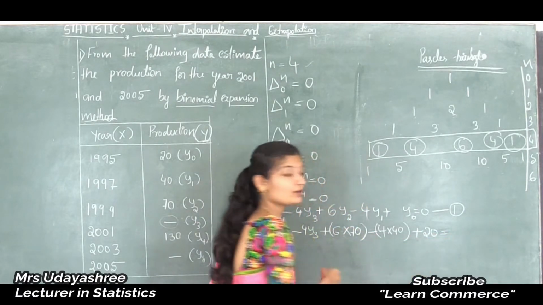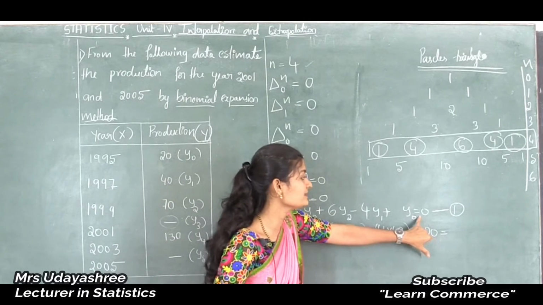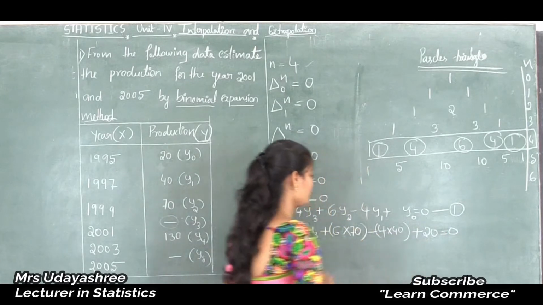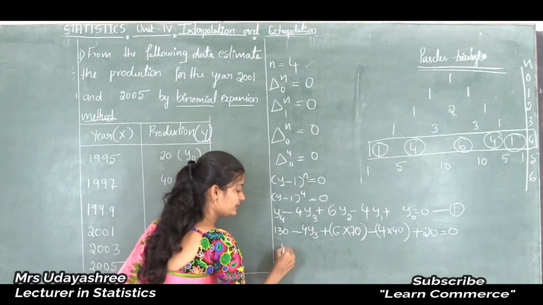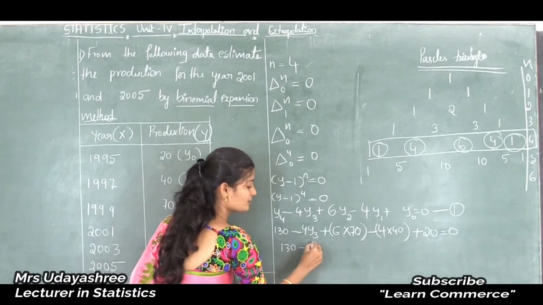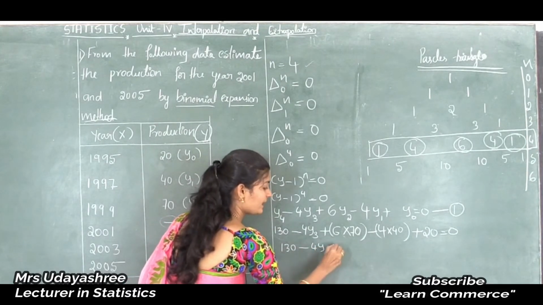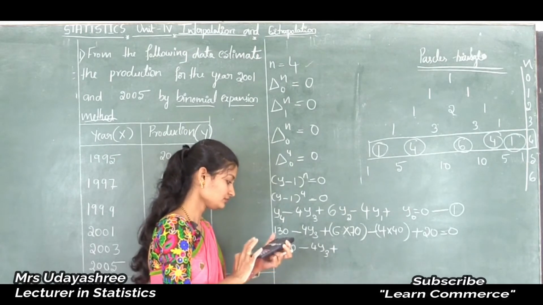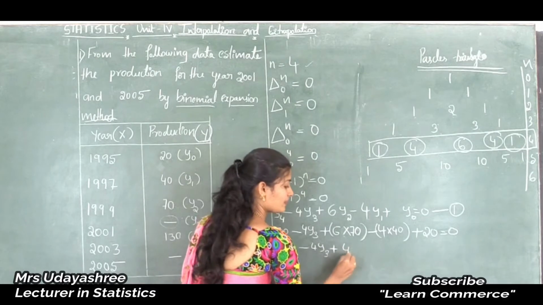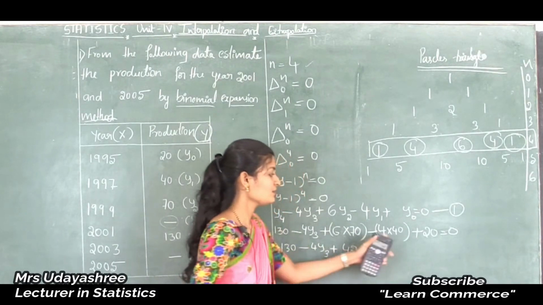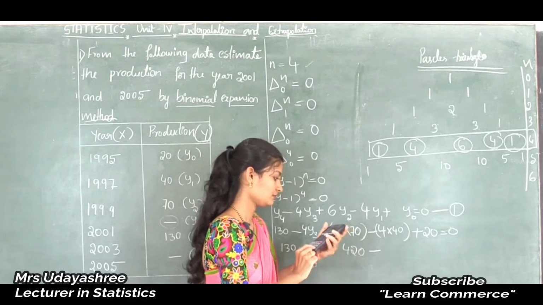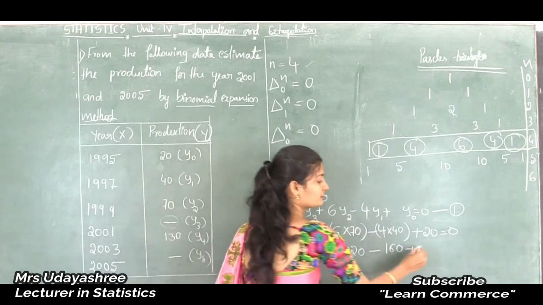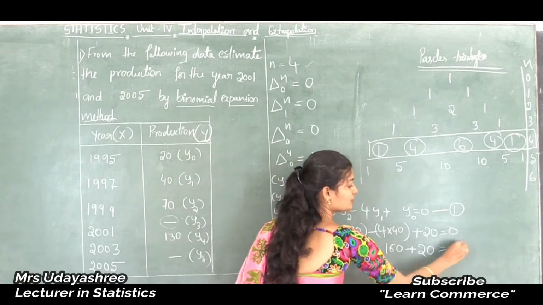Okay, this is all about the left hand side. Next we should write the right hand side. What is the right hand side here? That is equal to 0. Okay, now I will write 130 as it is, minus 4 into y3, plus 6 into 70, and 6 into 70 is 420, minus 4 into 40, that is 160, plus 20. This is equal to 0.